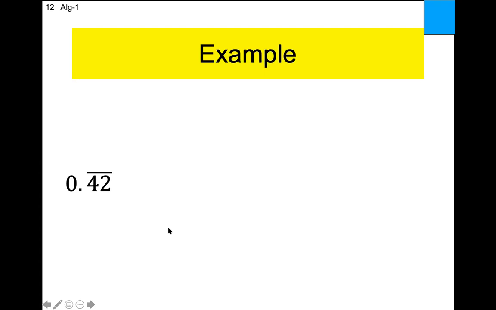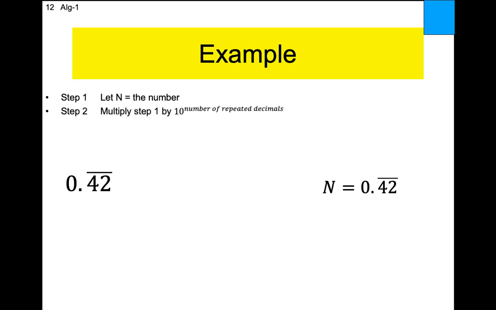Okay. Step one, it's always let n equal that number. Really easy. Step two, how many numbers are underneath the bar? There's two numbers this time, 4 and 2. So I'm going to write 10 to the second power because there's two numbers. 10 to the second power is 100. So I'm going to multiply both sides of the equation by 100. 100 times n is 100n.